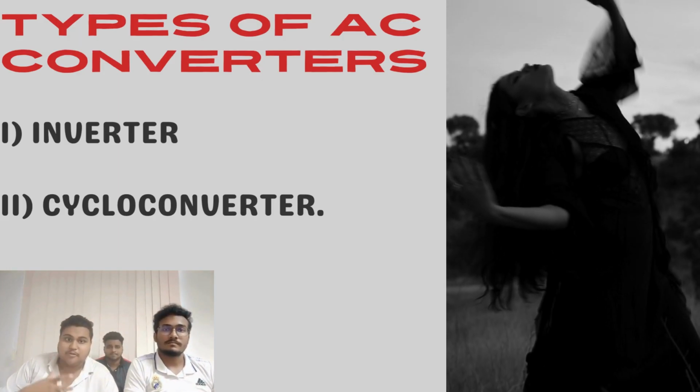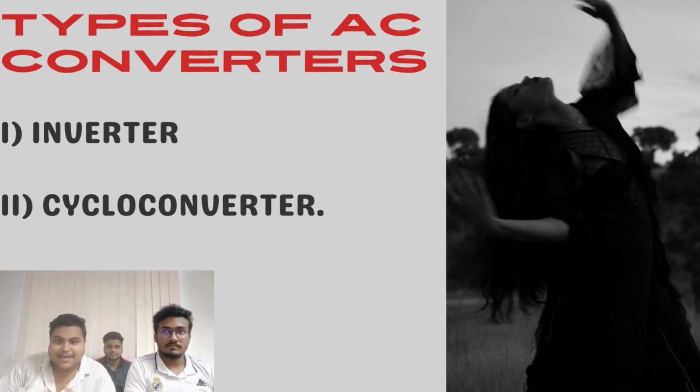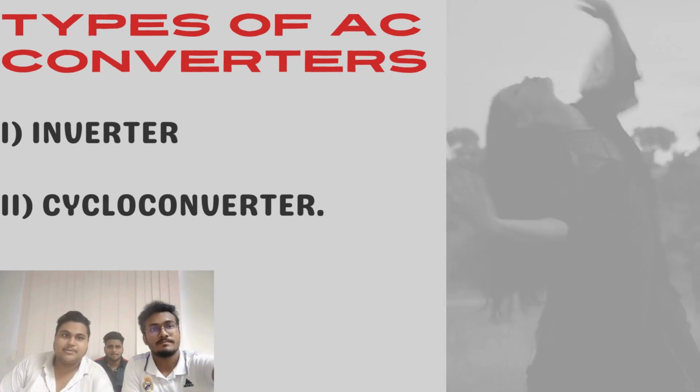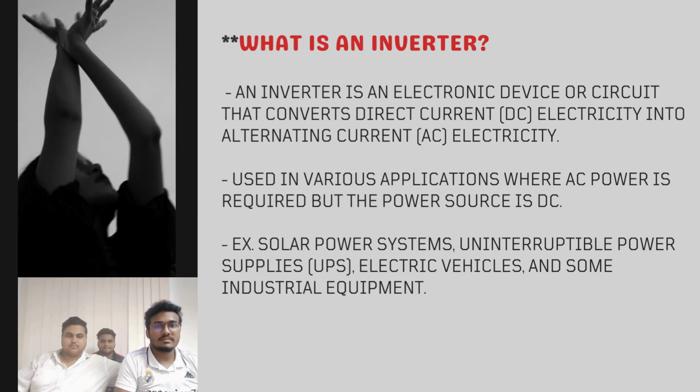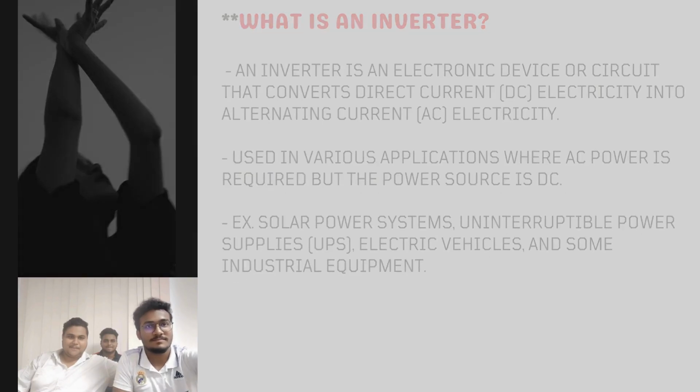So there are two types of AC converters. First is inverter and second is a cycloconverter. What is an inverter? An inverter is an electronic device or circuit that converts direct current, that's called DC, into alternating current AC electricity. Used in various applications where AC power is required but the power source is DC. Examples: solar power systems, uninterruptible power supplies (UPS), electronic devices, and some industry equipment.